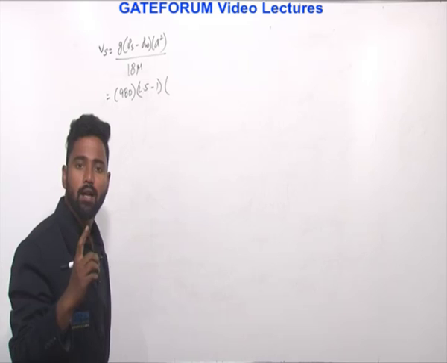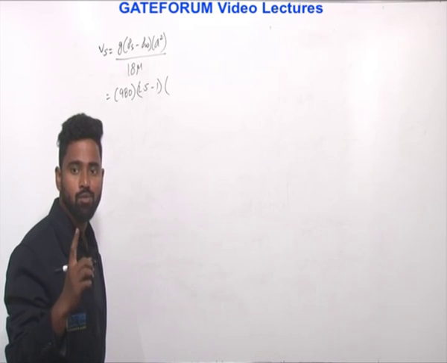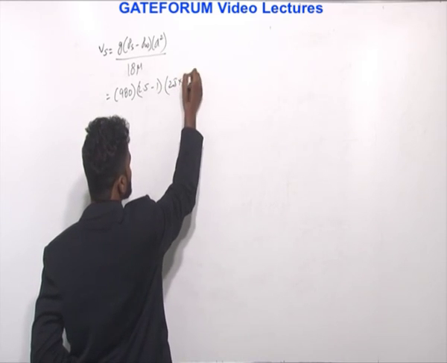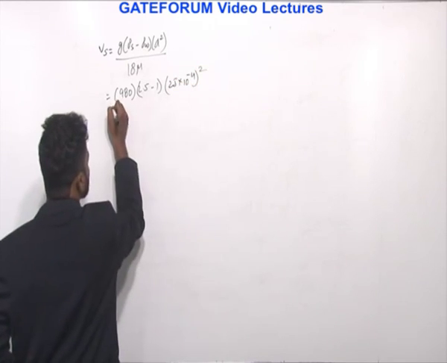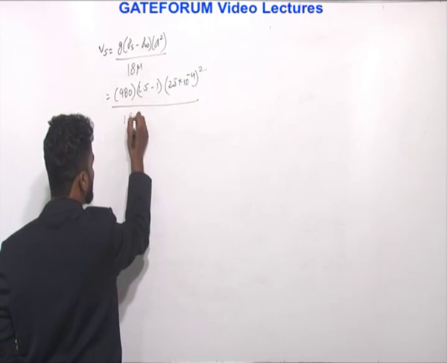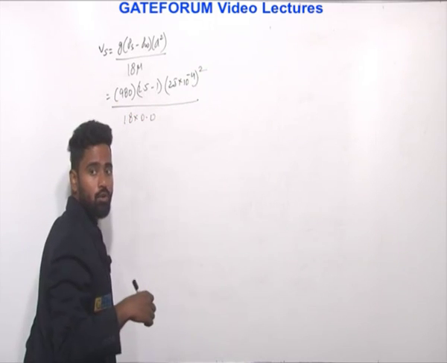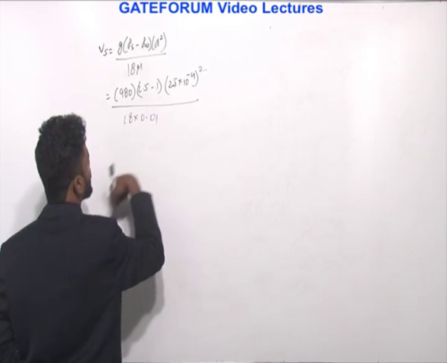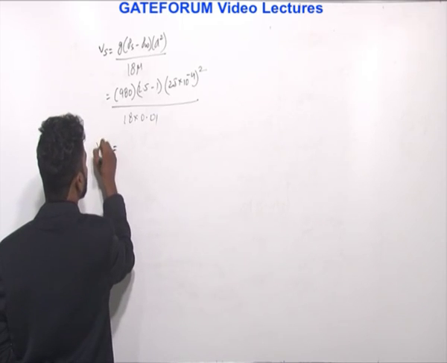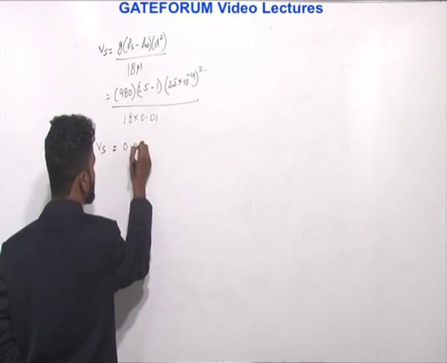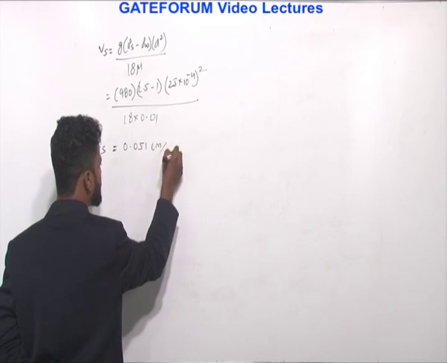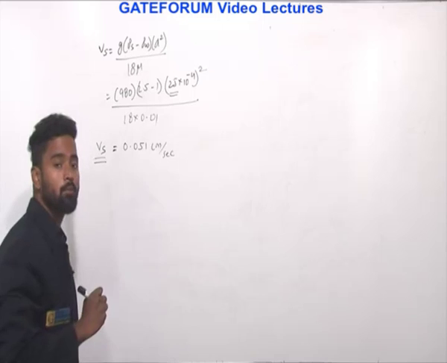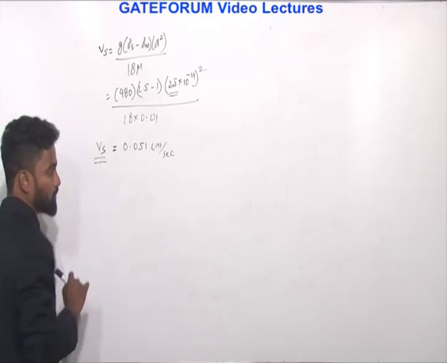D, the diameter of the particles, is given as 25 micrometers. 25 into 10 to the power of minus 6 meters, you can write as 10 to the power of minus 4 centimeters, squared, upon 18 multiplied with mu, which is given as 0.01. Once you substitute all these things, you will get Vs as 0.051 centimeters per second. This is the settling velocity of this particle. The 25 micrometer particle settling velocity is this one.